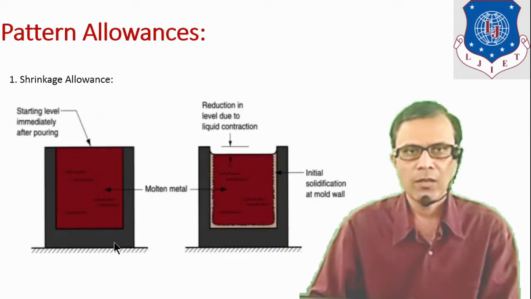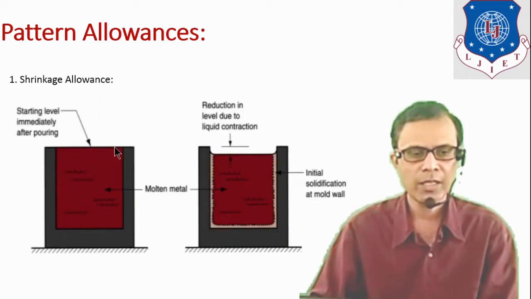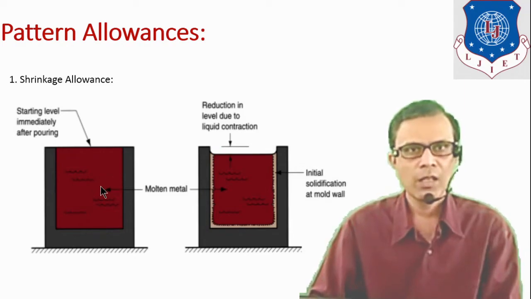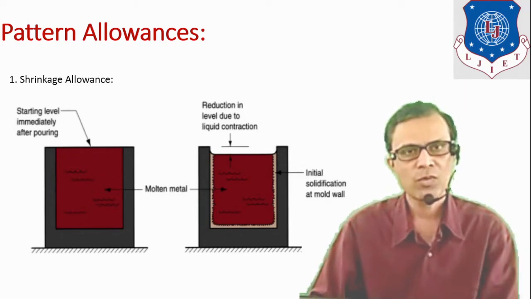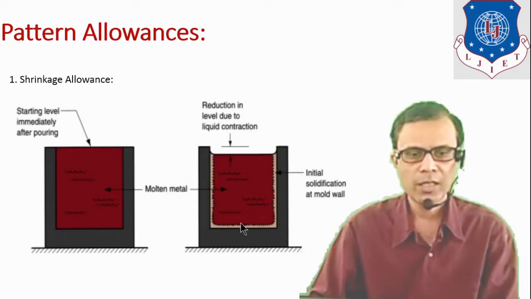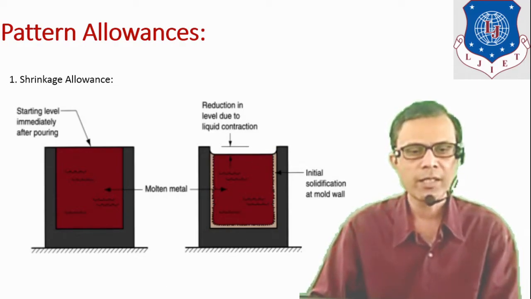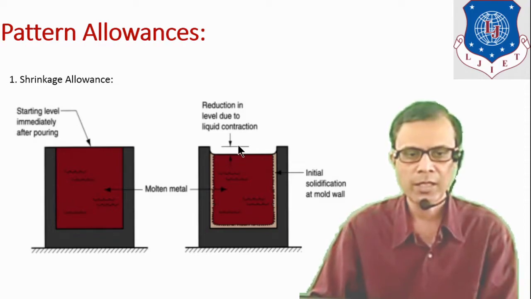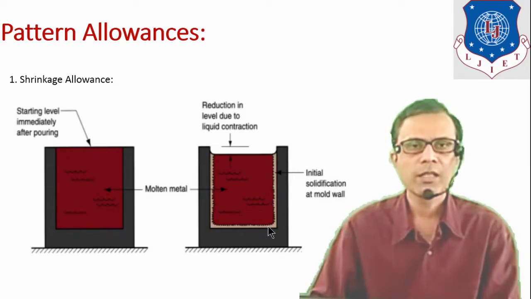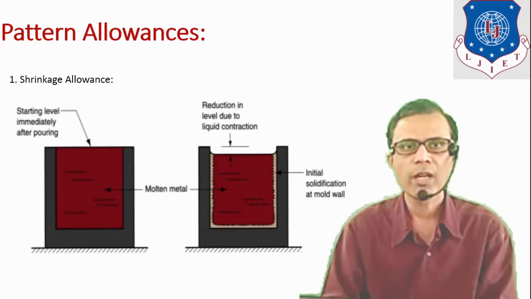Let's see with the diagram. Here it is molten metal, and when it is allowed to solidify, you can see in this diagram how its volume is decreasing. Here you can see a decrease in the level. Here also you can see how it gets contracted when it becomes solidified.